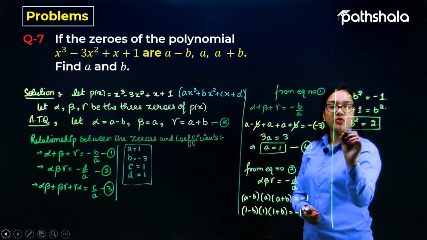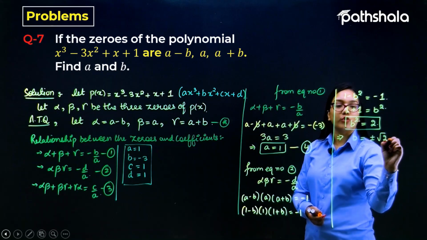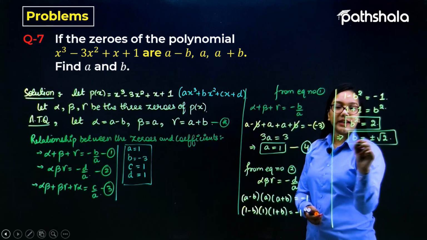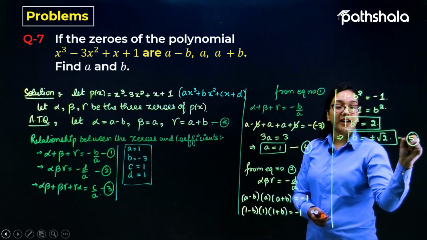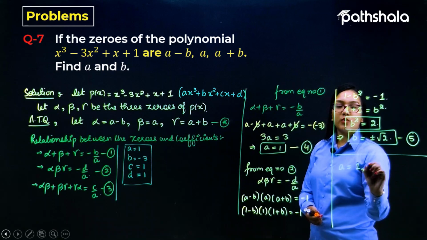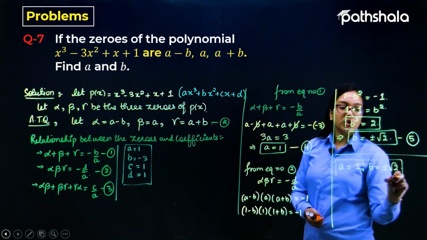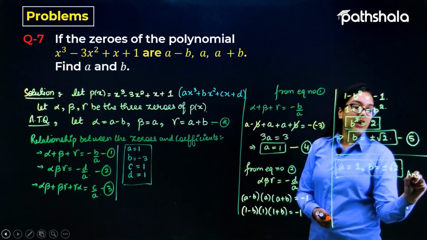When we solve b square equal to 2, we get b as plus minus root 2. Let me call it 5. At the end, what are we getting? We are getting a equal to 1 and b equal to plus minus root 2. So this is our answer.